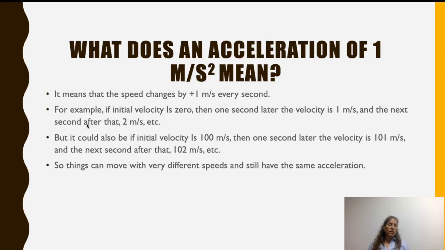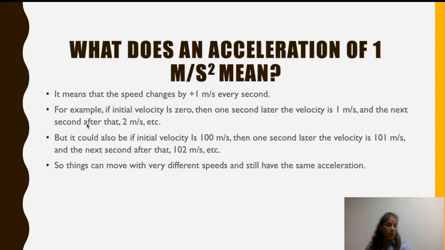So what does it actually mean to have an acceleration? If you're saying 1 meter per second squared, if you break down those units, it's 1 meter per second per second. So I'm changing my velocity by 1 meter per second every second. So if I start at rest, that means in the next second I'm going 1 meter per second. The second I'm going 2 meters per second, etc. If I'm already moving 100 meters per second, then I'm going to be going 101, 102, 103. So every second I'm changing my speed by 1 meter per second.